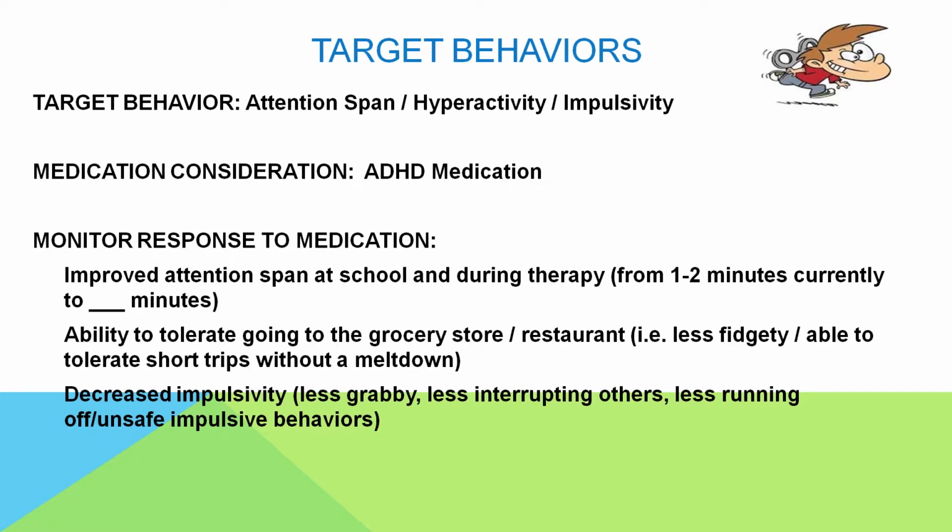So, for this first little guy, the target behavior is really his attention span, hyperactivity, and impulsivity. And after hearing all of those pieces and thinking about what we had talked about before, we want to rule out all the other symptoms related to medical problems and other neurodevelopmental or learning issues, we would start to think about medications for ADHD. And then we'd want to come up with some good goals to monitor the response to medication.